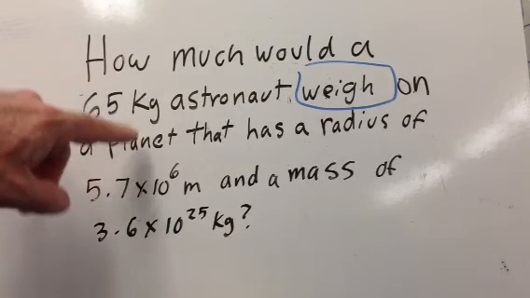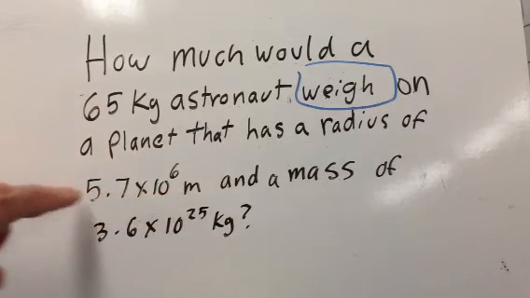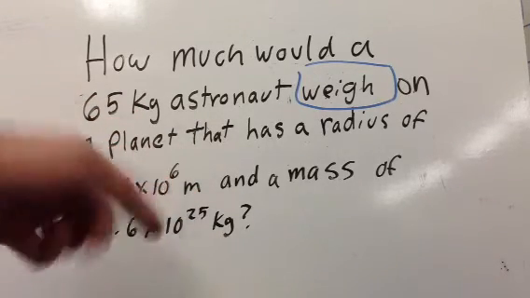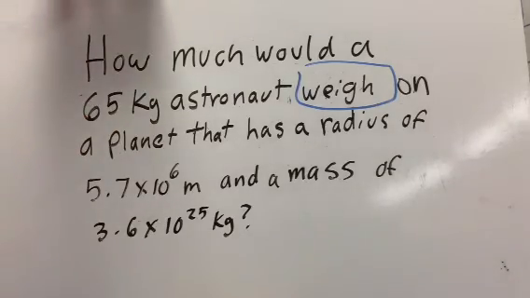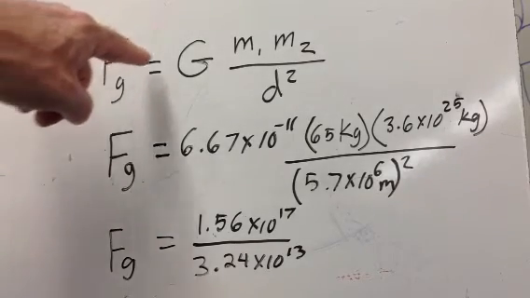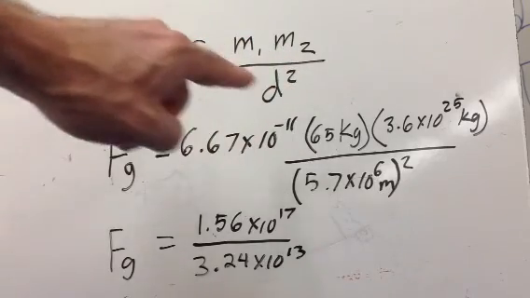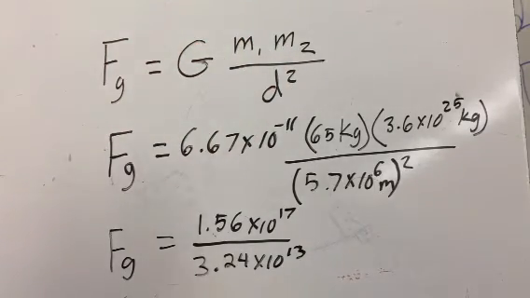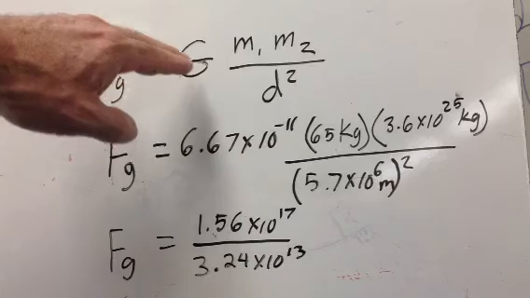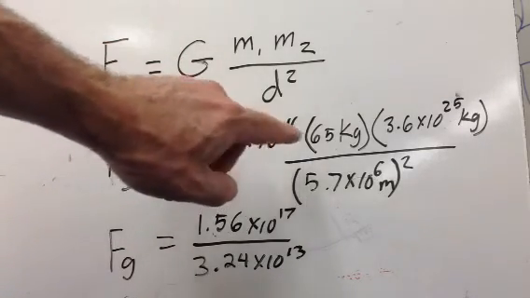We have mass 1 here, mass 2 here. We have a distance here, which we have to remember to square, and then we multiply by the gravitational constant. So what we're going to do is substitute into this equation here. We're going to use F equals G m1 m2 over d squared. Don't forget the squared part. Everybody always does. So let's substitute in. G is always the same. The gravitational constant is always 6.67 times 10 to the negative 11th.